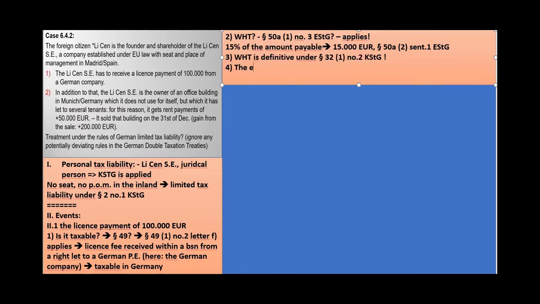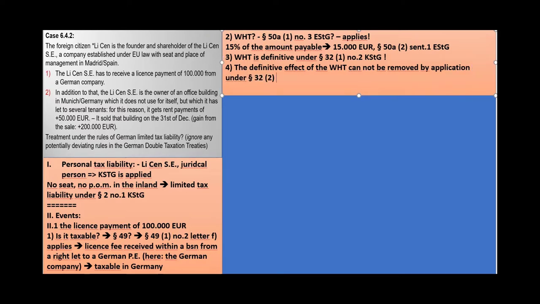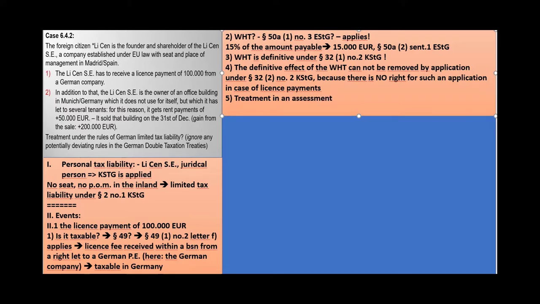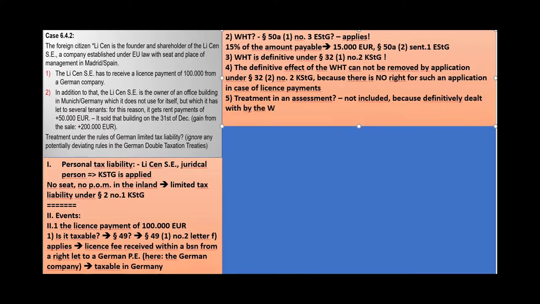The definitive effect of the withholding tax cannot be removed by application under section 32.2 number 2 KStG, because there is no right for such an application in case of license payments, surprisingly. So treatment in an assessment not included, because definitively dealt with by the withholding tax.